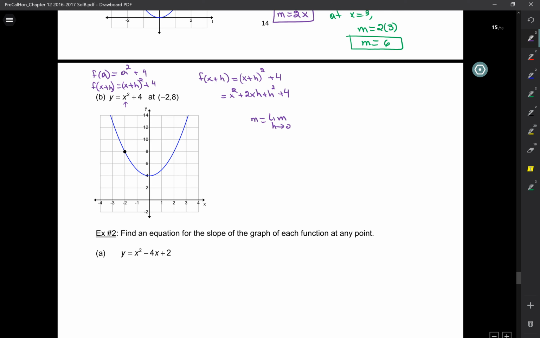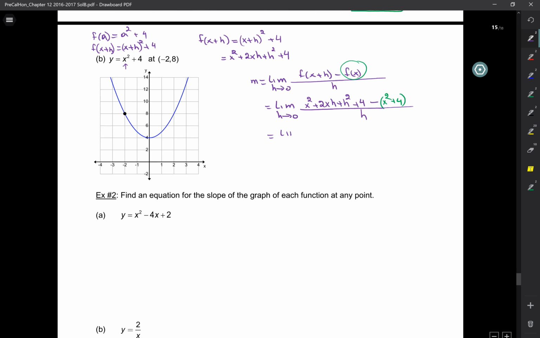The limit as h approaches 0 of f of x plus h minus f of x, all over h. So what's f of x plus h? We just found it. Right? Okay, minus f of x. f of x is x squared plus 4, all over h. Okay, so now I'm going to do a little bit of simplifying. So look, what happens here? x squared minus x squared goes away. 4 minus 4 goes away. So I'm left with 2xh plus h squared over h.